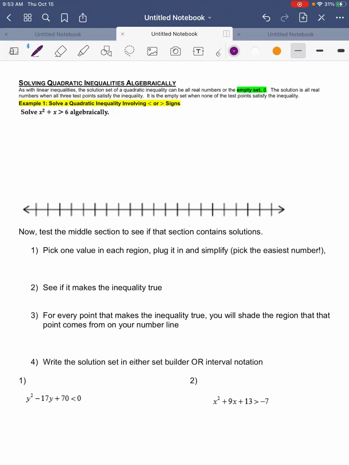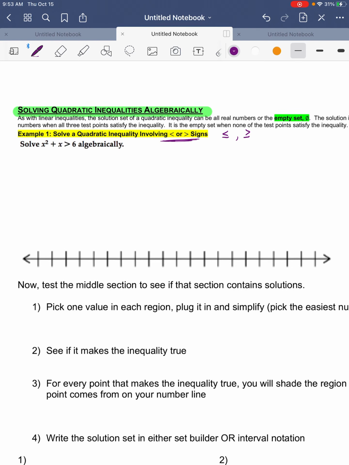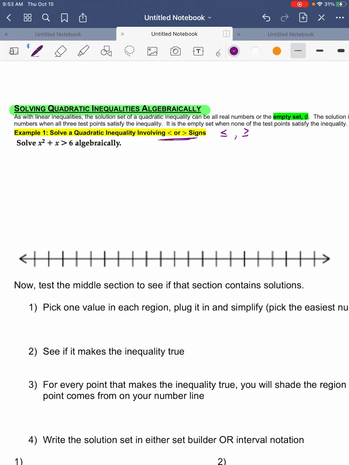Okay guys, hi. Today's lesson will be about solving quadratic inequalities algebraically. So basically we will have an inequality. Remember, an inequality involves the less than or the greater than, and also the less than or equal to and the greater than or equal to. We're going to be dealing with inequalities, but also quadratic inequalities.